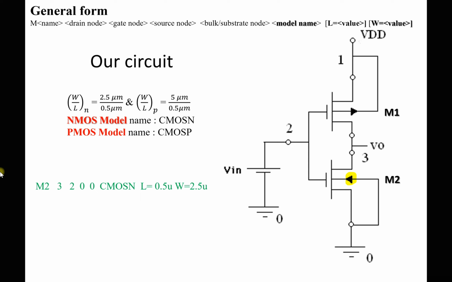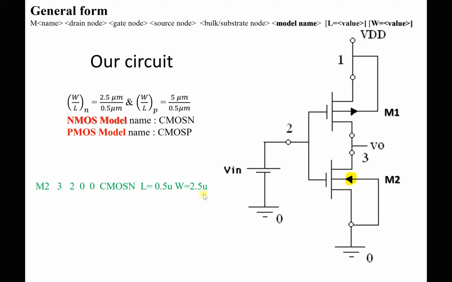After the NMOS transistor name and the node numbers for each terminal, I next added the transistor model. For NMOS, as we said, it was CMOSN. Then the value of L, 0.5, and the value of W, 2.5. Of course, don't forget the units.